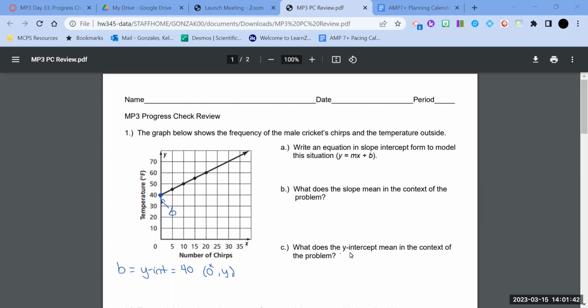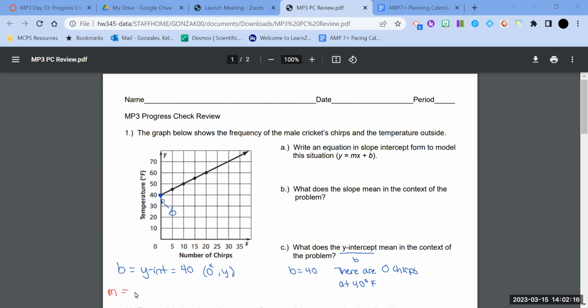So for the y-intercept here, what does it mean? I'm just going to fill this in right now. My b is 40, and there are 0 chirps at 40 degrees Fahrenheit. So now that we have our b, I am going to move on and try to calculate the m.